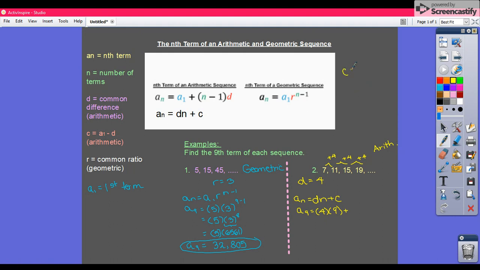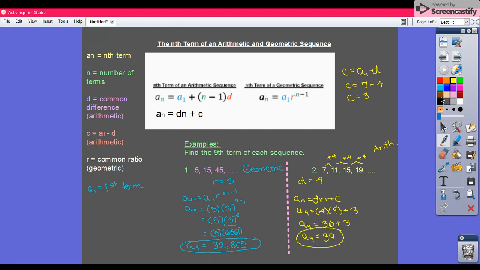And then sidebar, c equals the first term minus the difference. So I'm going to do the work up here. c equals the first term minus the difference. The first term in that sequence is 7 minus the difference, which is 4. So c would be 3, positive 3. I'm just saying positive 3 because if it were negative, you would put plus negative 3. So don't think that anything has to happen if the sign's negative. You're just going to bring it down exactly as it is. So a sub 9 equals, PEMDAS again, multiply before you add, 36 plus 3, which would give you 39.